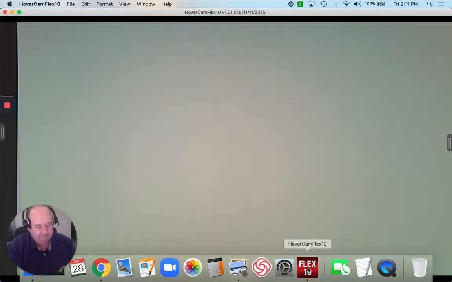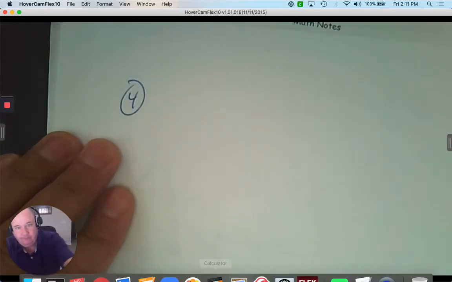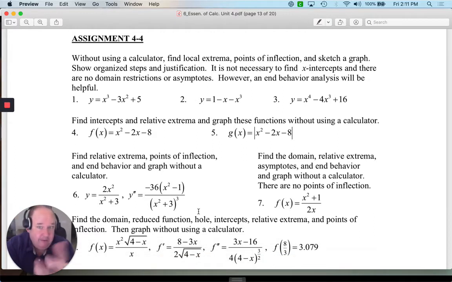Number 4. Find intercepts and relative extrema and graph these functions without using a calculator. So we want to find the intercepts and the extremes of the graph. The concavity, these are concave up, right? And then the absolute value is the same one. But anyways, concavity, we'll figure it out.